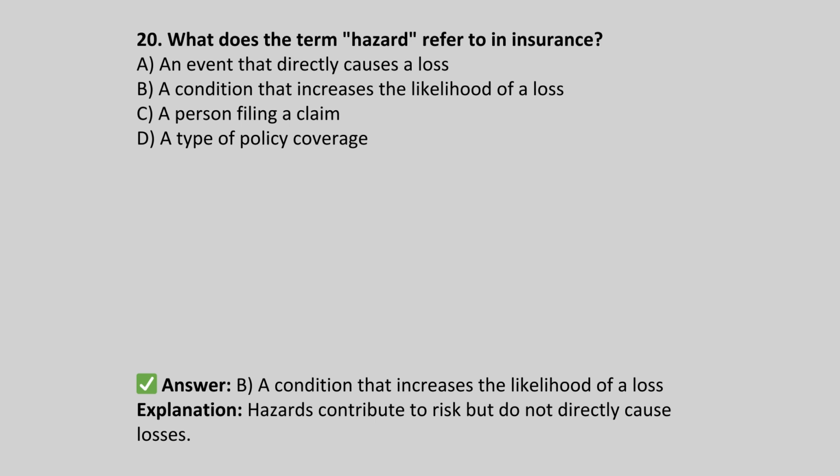What does the term hazard refer to in insurance? A. An event that directly causes a loss. B. A condition that increases the likelihood of a loss. C. A person filing a claim. D. A type of policy coverage. Answer: B. A condition that increases the likelihood of a loss. Explanation: Hazards contribute to risk but do not directly cause losses.